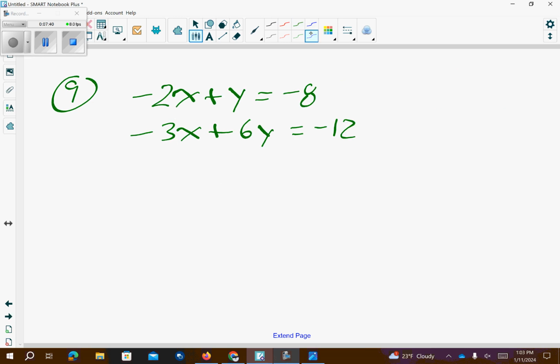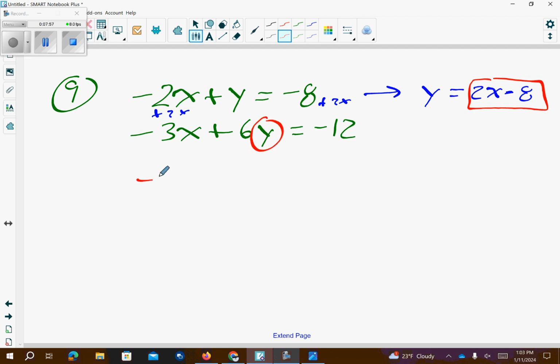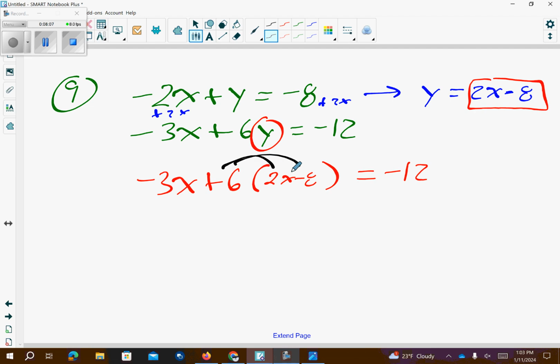Number 9. I'm going to modify this. I'm going to add 2x to both sides on the top. So that's going to give me y equals 2x minus 8. And I'm going to take this 2x minus 8 and plug it in for the y value in the other equation. This is where y used to live, but now we're going to put 2x minus 8 in there. Go ahead and distribute the 6 over the parentheses.